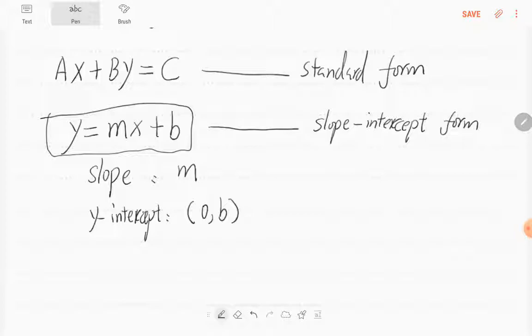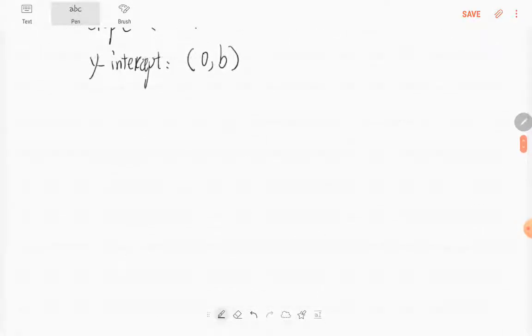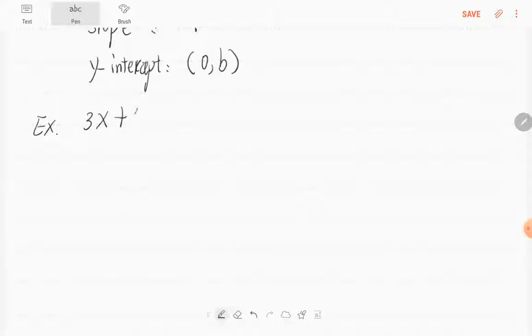So now let's look at this example. If you have a standard form of a straight line, what is the slope? Find the slope. How to find the slope? It's not hard. We just solve for y for this equation. So we subtract 3x on both sides. So this is 4y equals 11 minus 3x.